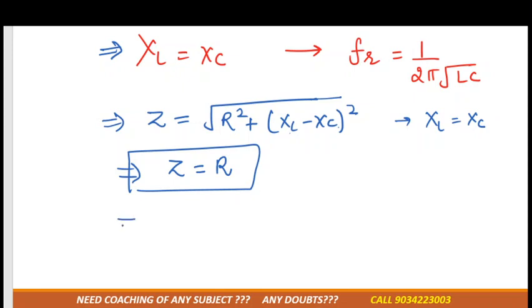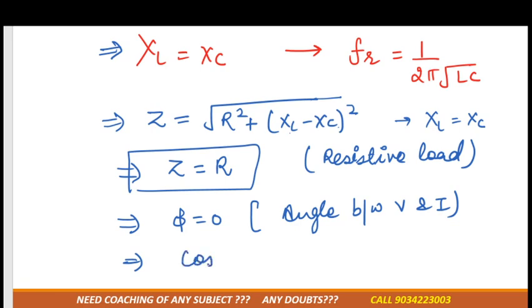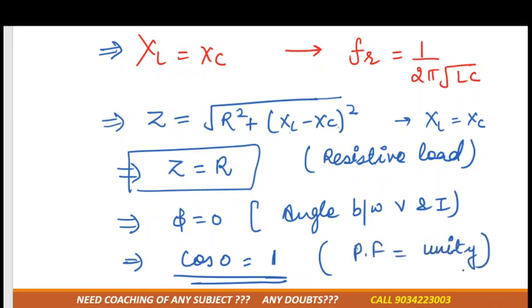You know that in the case of resistance, the phase angle is always 0. Because now it behaves like a resistive load if XL equals XC, and in a resistive load the phase angle is 0. What is phase angle? That is the angle between voltage and current, correct? So if phase angle is 0, then cos 0 is 1. So in the case of resonance, the power factor is always unity.